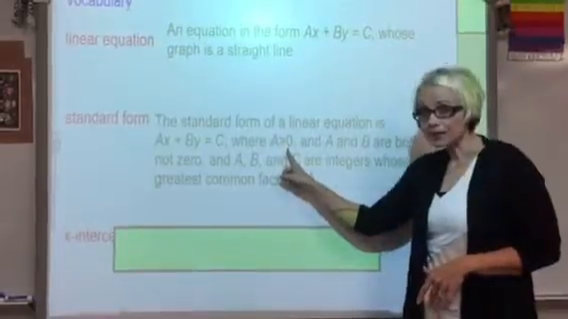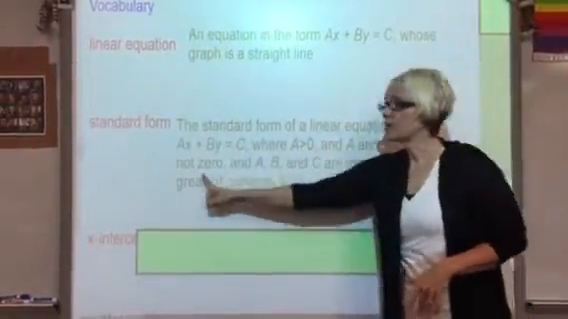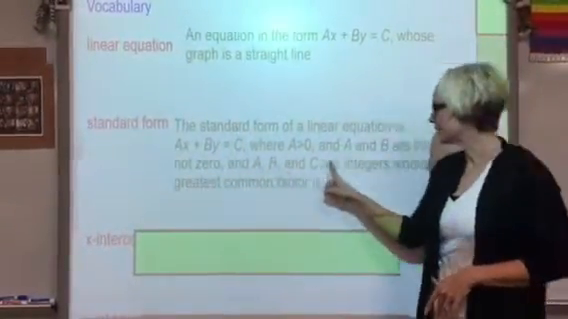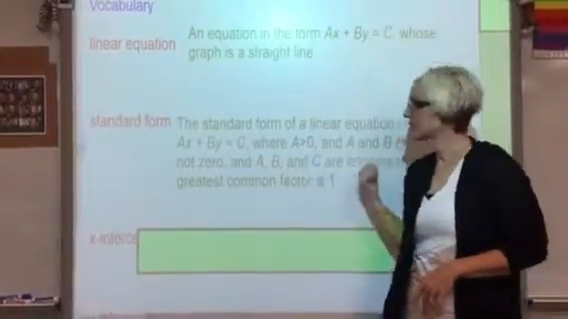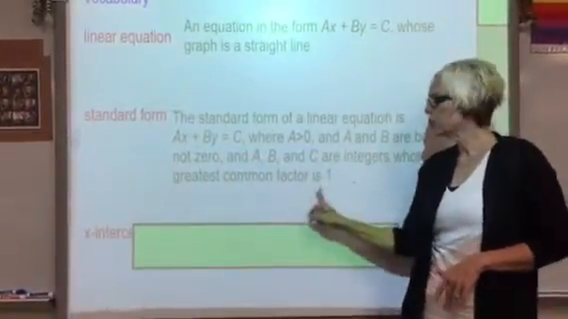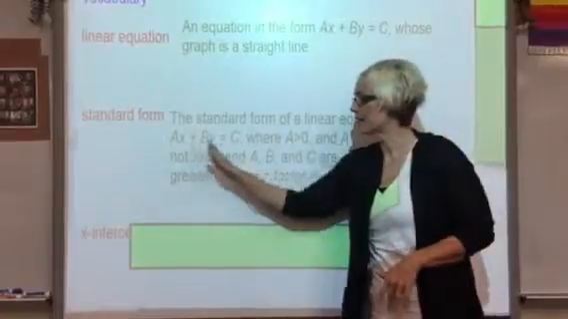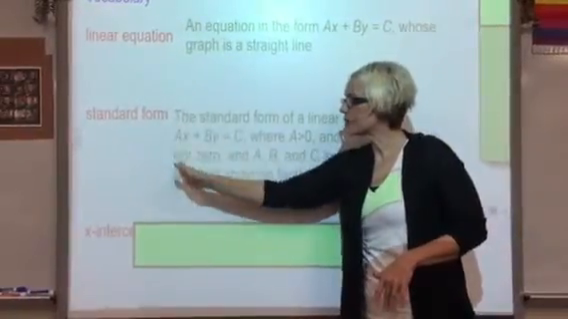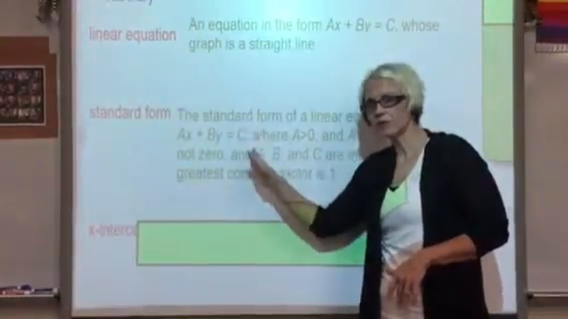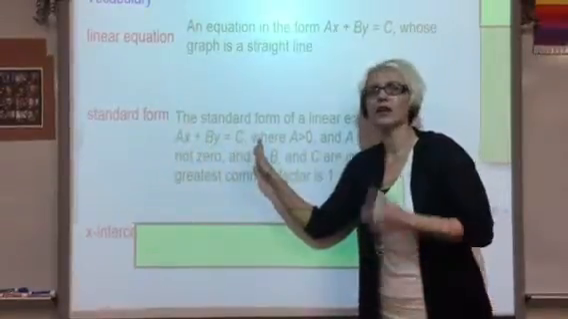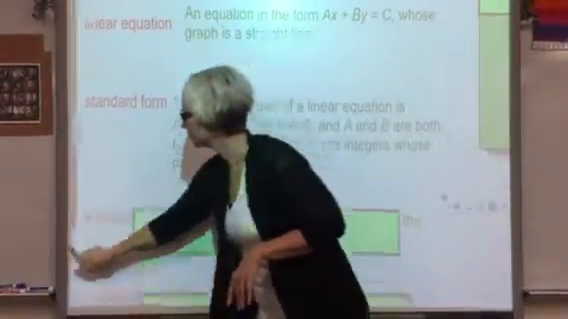A has to be greater than 0. A and b have to both be not 0. And a, b, and c have to be integers, so that means no fractions or decimals, whose greatest common factor is 1. So you can't have a common factor here. When we write it, we have to write it in this order to be standard form, and we can't have a common factor. I'll show you some examples of that in a moment.